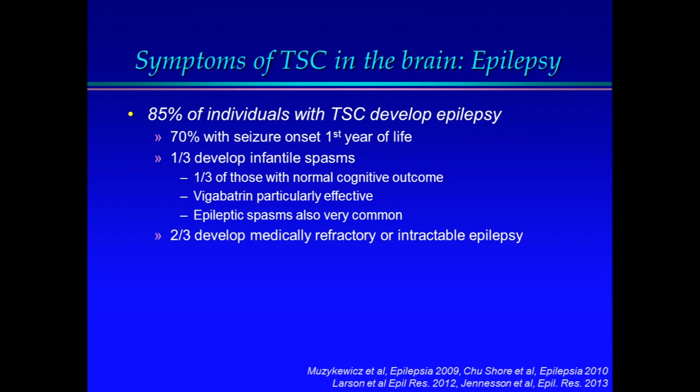So 85% of individuals with TSC will develop epilepsy, 70% in the first year of life. This is what leads to lots of children being diagnosed with TSC, that onset of epilepsy. And a third of babies with TSC will develop infantile spasms. So it's the leading cause of infantile spasms. You can have infantile spasms for a myriad of reasons: hypoxic ischemic injury, meningitis at birth, other disorders. But TSC is the most frequent cause.